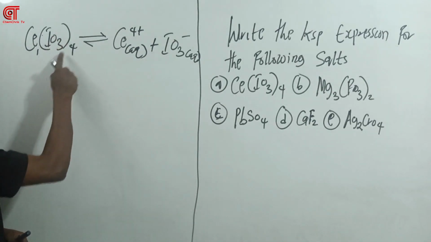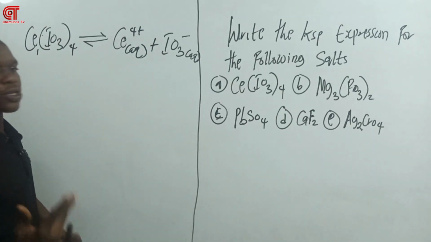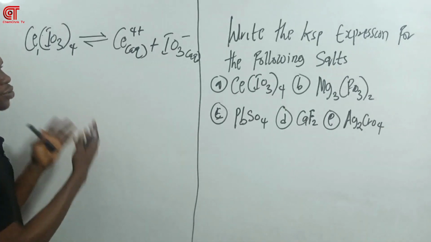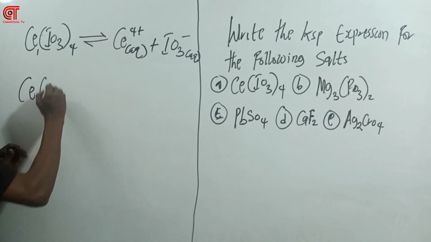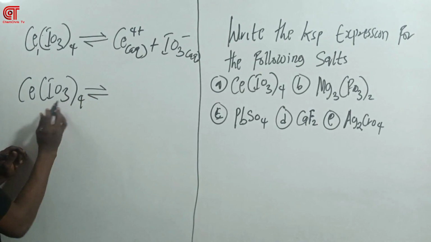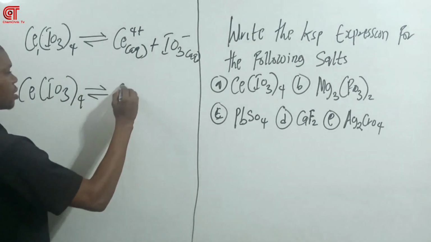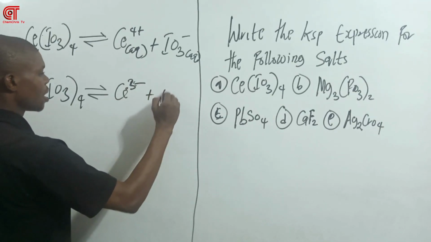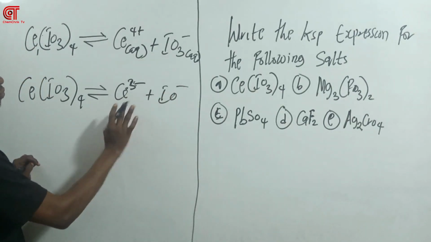Now let me show you a common mistake some students make. The mistake so many students make is this. Some of my students in my class, when I ask them to do this one here, they will do something like CO3 for the number like this. They will make it Ce3 minus then plus IO minus. This is what a few of them normally do here.